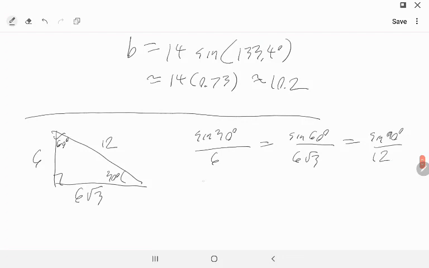we notice that we're going to get sine of 30 divided by 6 is going to be 1/2 divided by 6 equals 1/12. We notice that sine of 60 is radical 3 divided by 2 divided by 6 radical 3 is going to be 1/12, and sine of 90, if you tried it on your calculator, you would get 1 divided by 12, which is 1/12. And so we notice that for a right triangle it's boring, but it's nice to know that it still works.